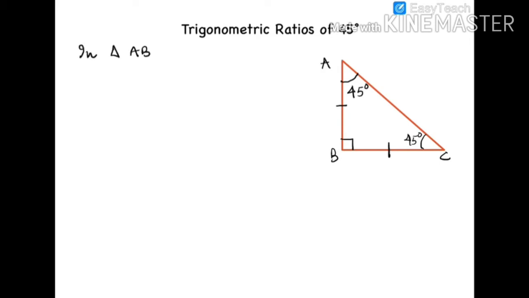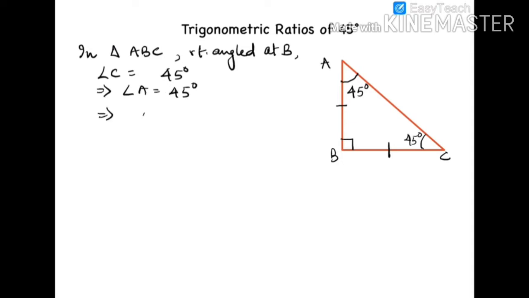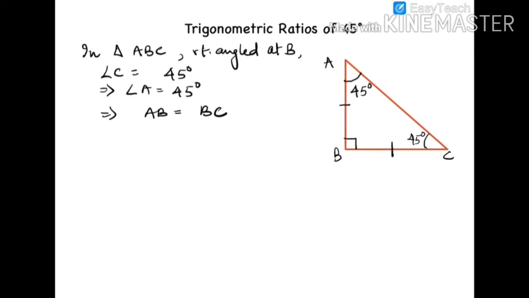So in triangle ABC, right angled at B, angle C is equal to 45 degrees. So this implies angle A will also be 45 degrees. So this implies AB is equal to BC. Let's take these two equal sides as A. Marking these two equal sides in the figure as A, we can find out the hypotenuse using Pythagoras theorem.